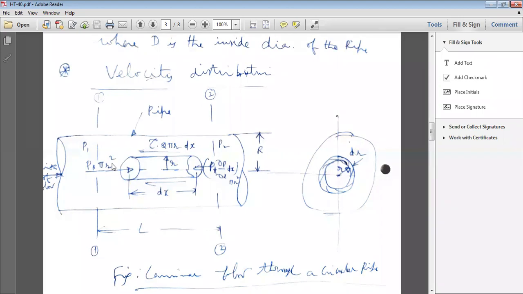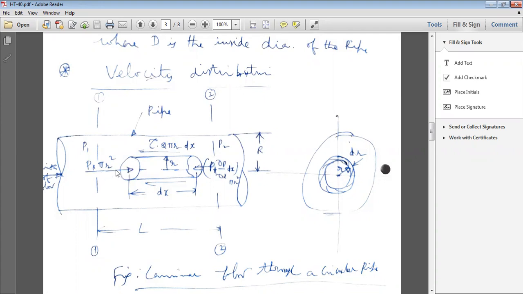And here there are two forces. One is pressure force, the other one is shear force. P1 is the pressure at section 1-1. That pressure is acting on this fluid element like this, in the positive x direction. P is the pressure intensity. R is the radius of the fluid element.